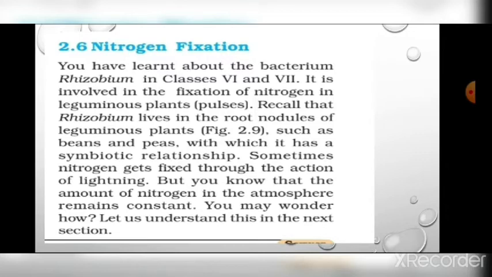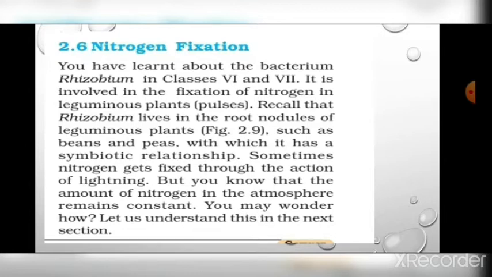Nitrogen fixation. You have learned about the bacterium rhizobium in class 6th and 7th. It is involved in the fixation of nitrogen in leguminous plants or pulses. So in leguminous plants or pulses are bacteria called rhizobium. It is involved in the process of nitrogen fixation. This rhizobium lives in the nodules or pockets of leguminous plant roots, such as beans and peas, with which it has a symbiotic relationship. What is a symbiotic relationship?